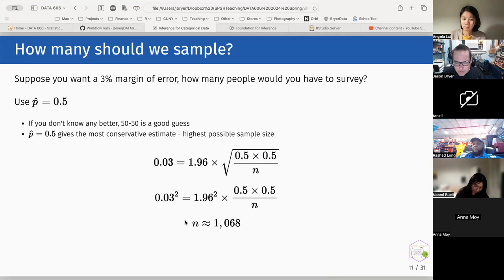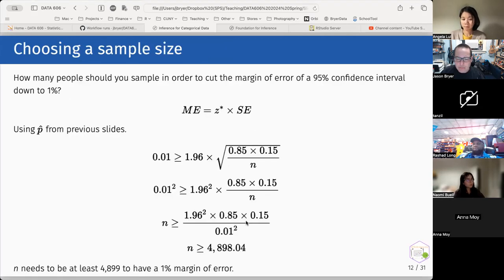So if we do that and we substitute it out, n needs to be approximately 1,068. So if you have 1,068 respondents, you're going to have a margin of error no larger than 0.03 or 3%. What if we want the margin of error to be smaller? What if we want to have 1% margin of error? I want to be more precise.